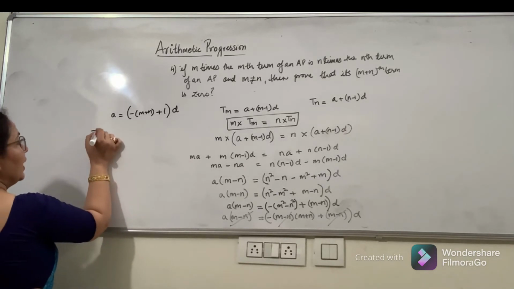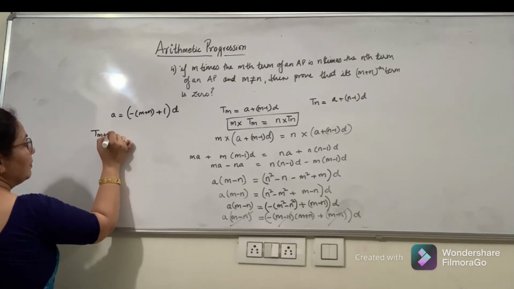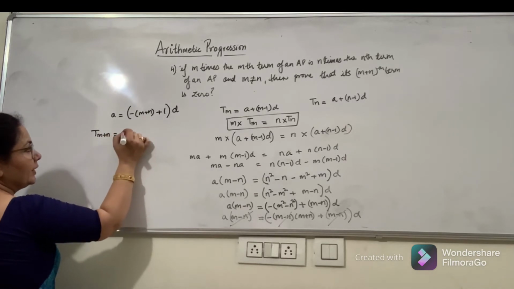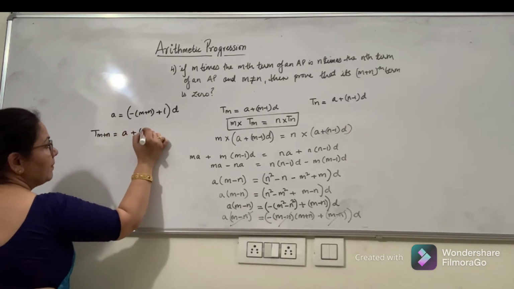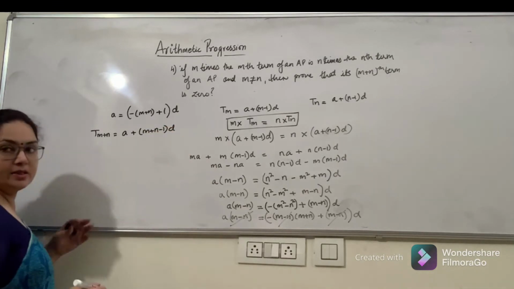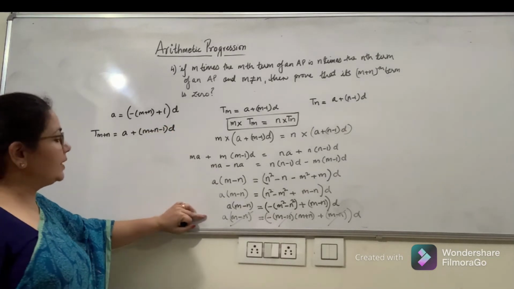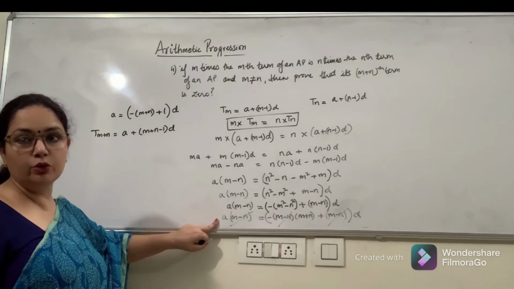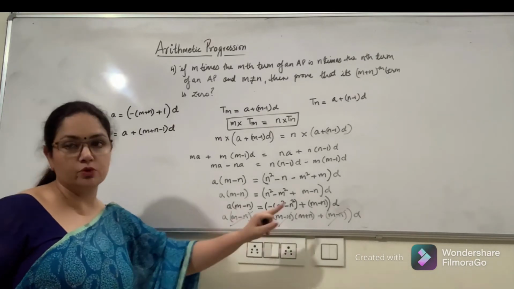So now I'll put the values in T. I have to find out the (m plus n)th term. This is what we had to find: A plus (m plus n minus 1)D. Whenever we get this kind of question, we always use the condition and evaluate A in terms of D.